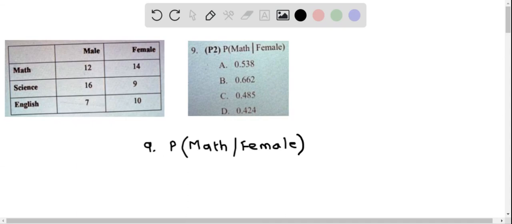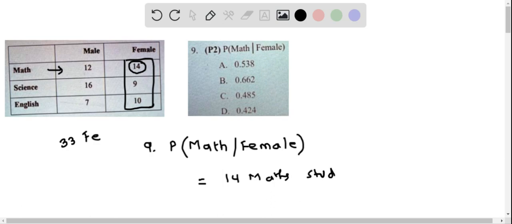Let's do question 9. Here we determine the conditional probability of math given that they are female students. So it's basically asking the question how many math students are there out of female students. So for that, we just have to look at only the female column. So here we have 14 plus 9 is 23 plus 10 is 33 female students, out of which there are 14 math students, because this row represents the math students. So therefore we can see that there are 14 math students, or the students who took math, out of a total of 33 female students.